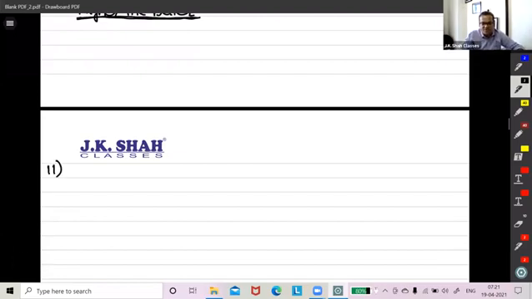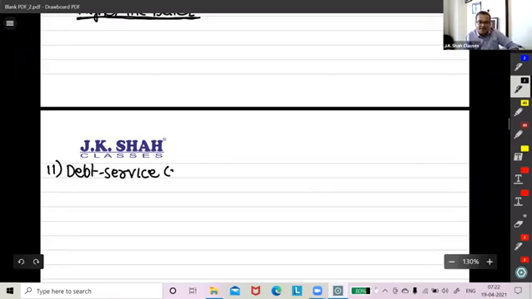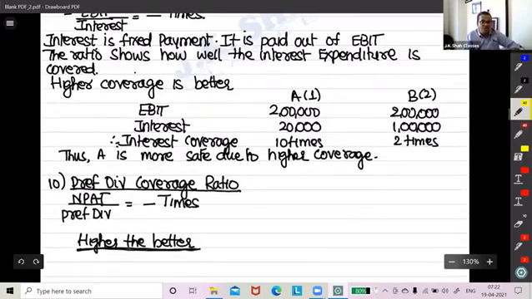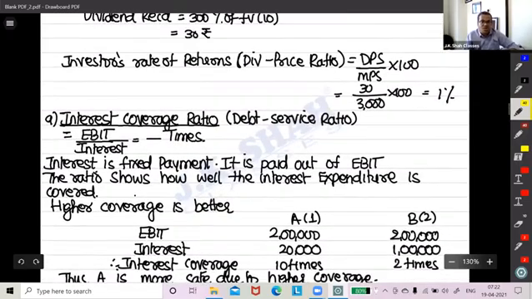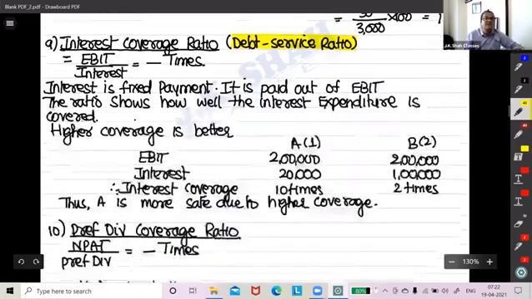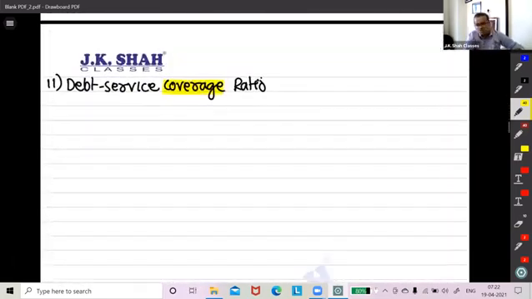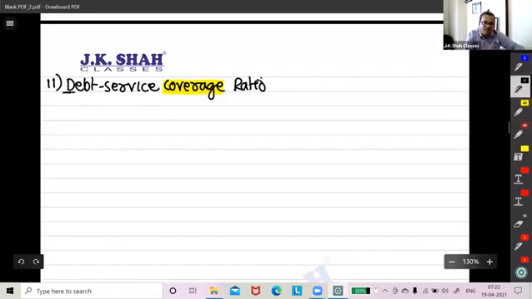One more. Now see the name of the ratio. Very, very tricky. Debt service coverage ratio. Guys, pay attention to this word. Earlier, I had taught you debt service ratio. I told you that this name is debt service ratio. And this is not debt service, this is debt service coverage ratio. Yes, definitely it goes somewhere close to debt servicing only, but this is not the debt service ratio.